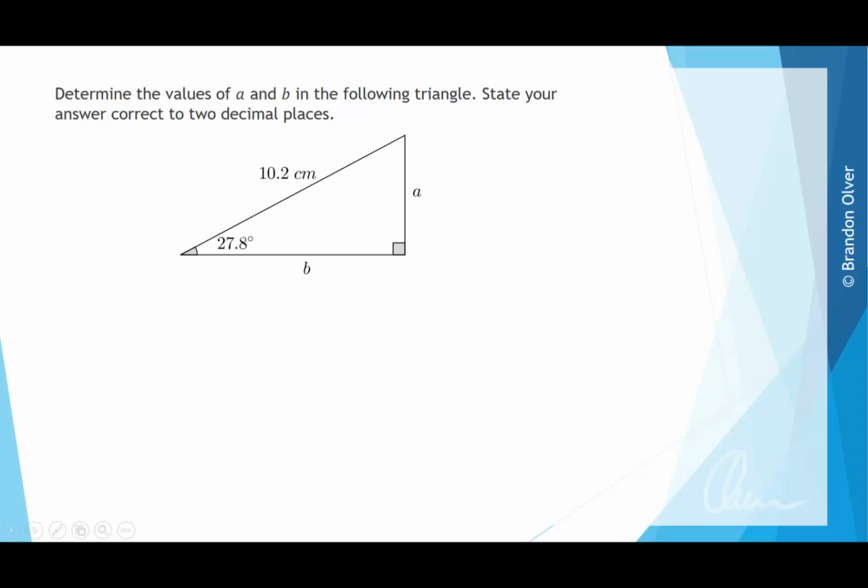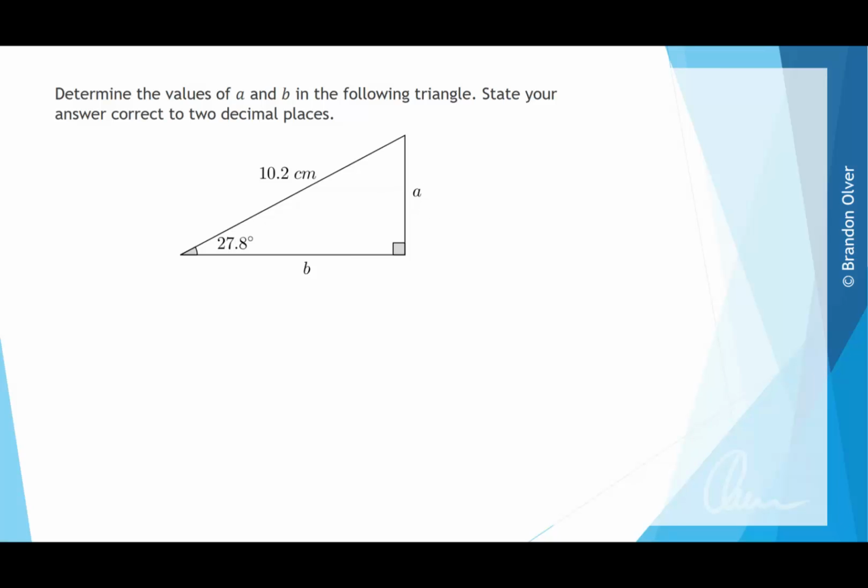Determine the values of A and B in the following triangle. State your answer correct to 2 decimal places. So the first thing we can notice is that it's a right-angled triangle, which means we can use the ratios of sine, cosine, and tangent to work out the values of A and B.